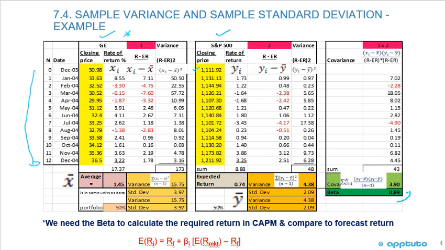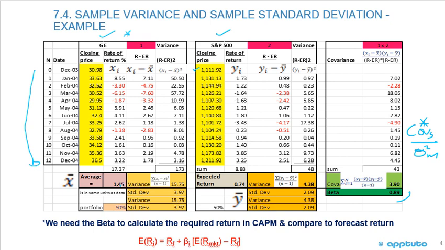We need to calculate the beta of the GE stock. And the beta is the covariance of the stock over the variance of the market, okay? And so we need that covariance to calculate a beta. So now we're looking at the calculation of the covariance. So as we said, it was the sum of x minus x bar times y minus y bar over n minus 1. So remember how we did that?